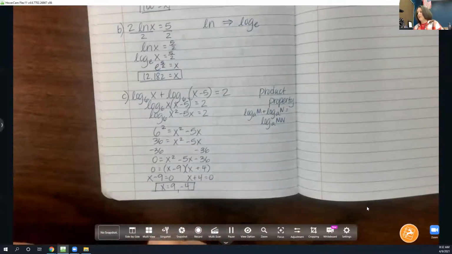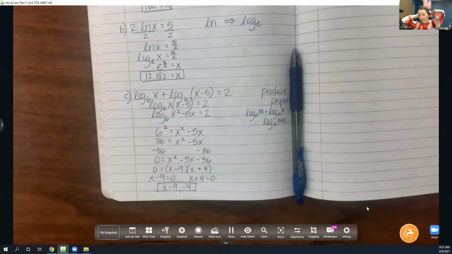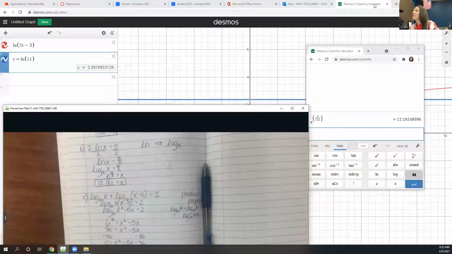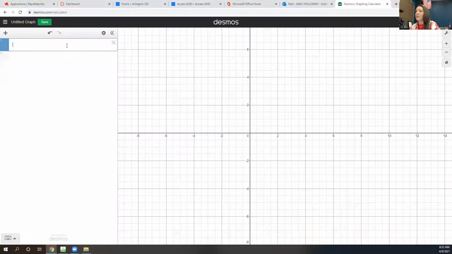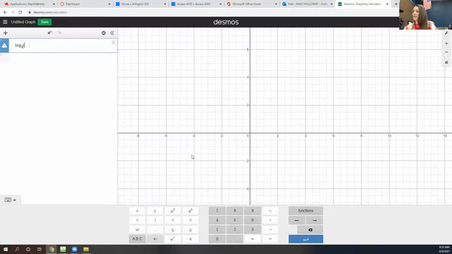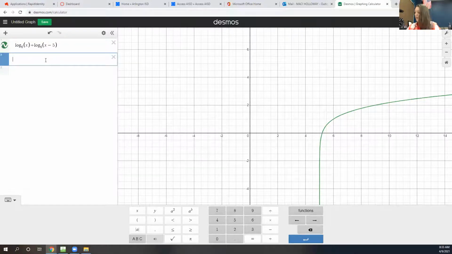I'm interested to see if I have any extraneous solutions. So let's pull our graph out, because that's my favorite way to check answers. We'll pull our Desmos graphing calculator out and we'll plug these in. So on one side, we're going to write log base 6 of x, close our parentheses, plus log base 6 of x minus 5. And then on the other side, we're going to write y equals 2.